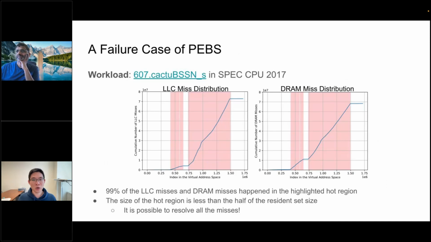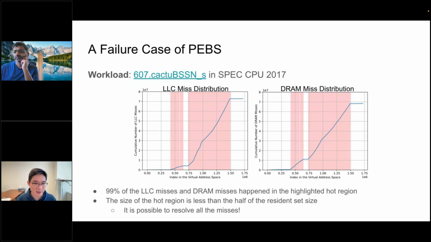So let's look at such an example. This is another workload from the SPEC benchmark, and we use the PAPs tool to count the number of LLC misses and the DRAM misses on each page. Let's first look at the graph on the left, which is the LLC miss distribution in the virtual address space. The x-axis is the page index in the virtual address space, and the y-axis is the cumulative number of LLC misses. LLC misses mean memory requests.